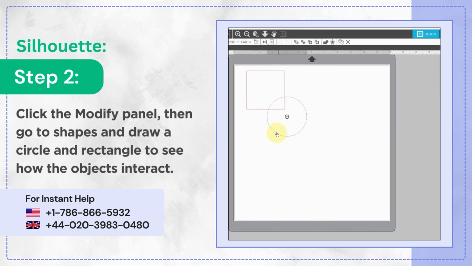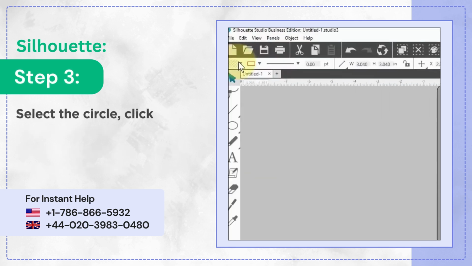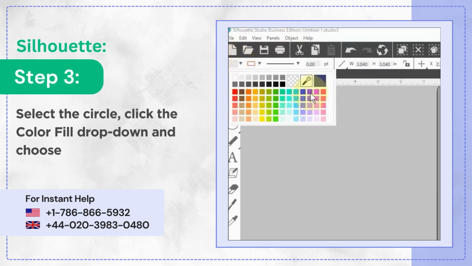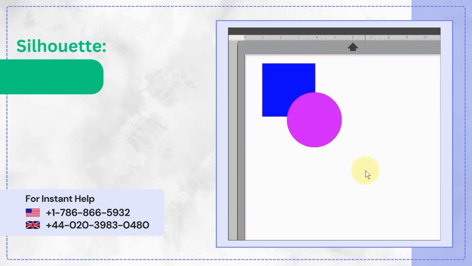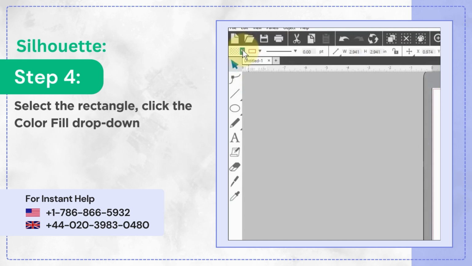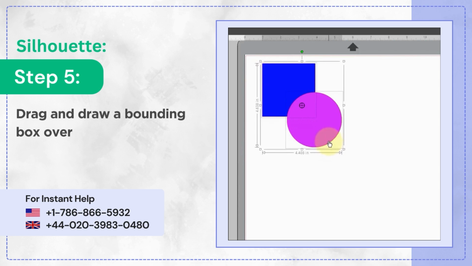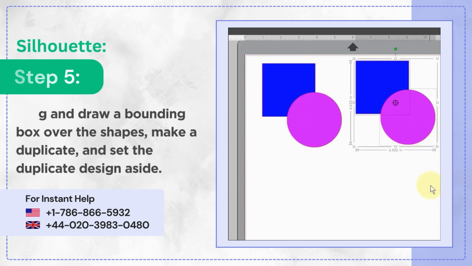objects interact. Step 3. Select the circle, click the Color Fill drop-down and choose a color to use. Step 4. Select the rectangle, click the Color Fill drop-down and choose a different color. Step 5. Drag and draw a bounding box over the shapes, make a duplicate and set the duplicate design aside.